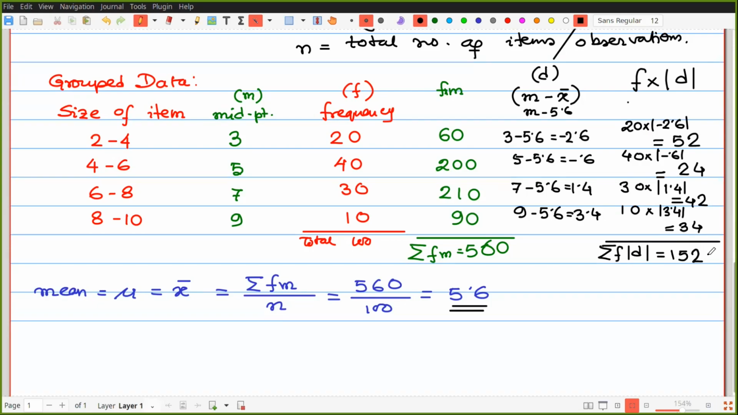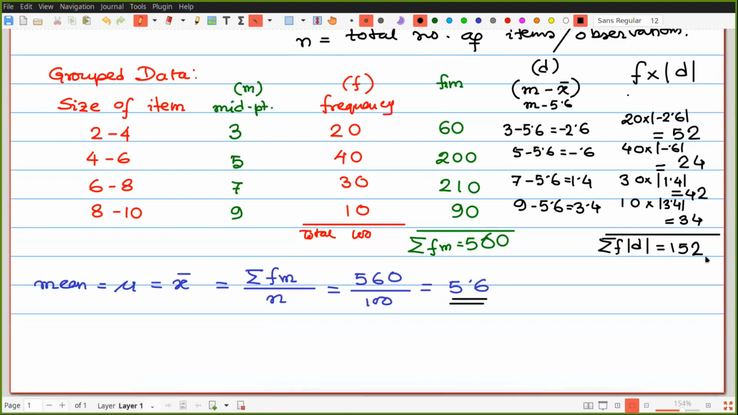So we have to find out the total summation of F into D, and that one is 152. So what is the mean deviation? We can find out the mean deviation from here. That is mean deviation or MD of X bar. That means as we are finding it with the mean.